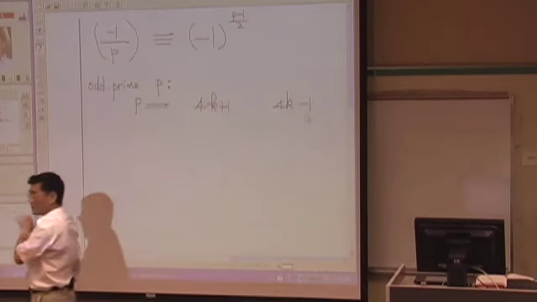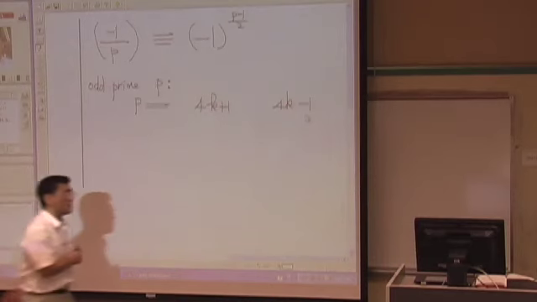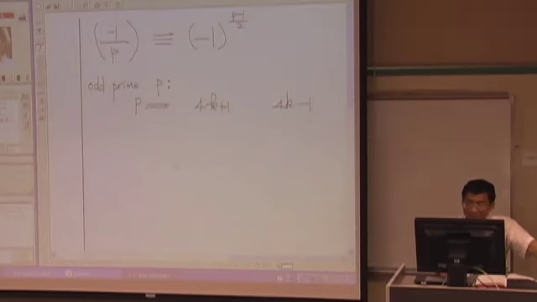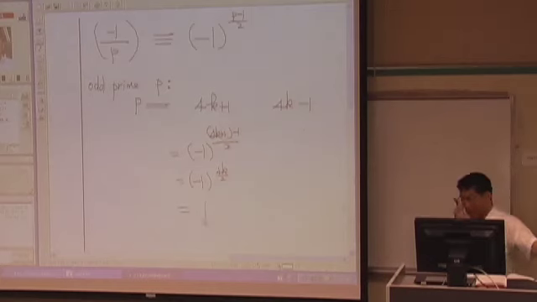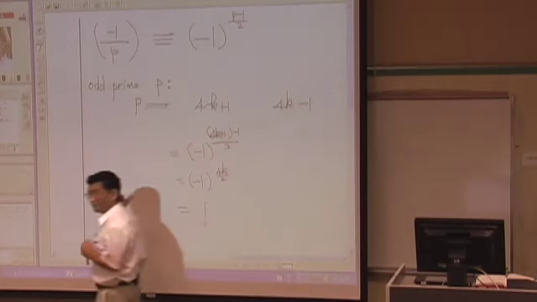P cannot be even, so P should be odd. Then if we divide it by 4, it is 4K plus 1 or 4K plus 3, which is 4K minus 1. If it is 4K plus 1, then this power can be easily written as minus 1 to the power of (4K plus 1 minus 1) over 2, which is 2K. And then it is multiplied an even number of times, so it is 1. So if it is 4K plus 1 type, it's trivial.